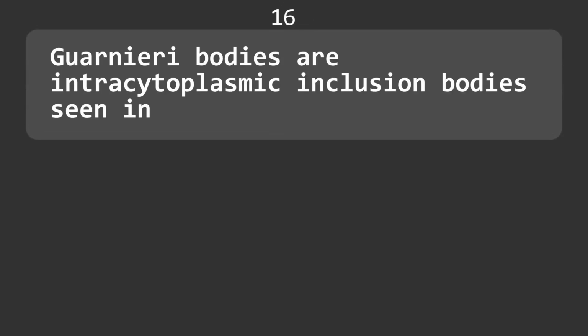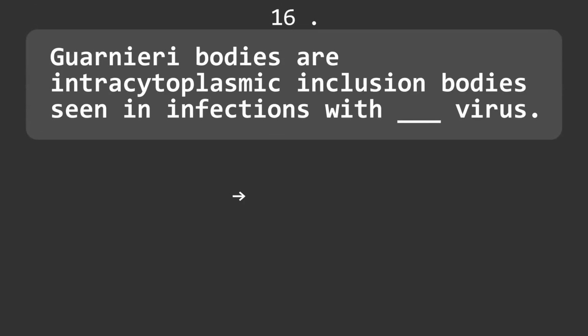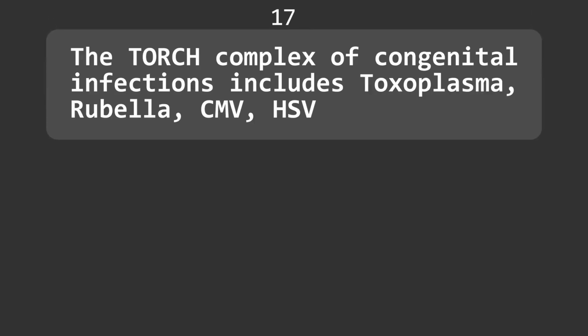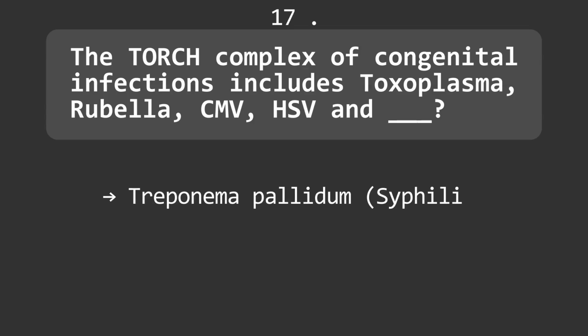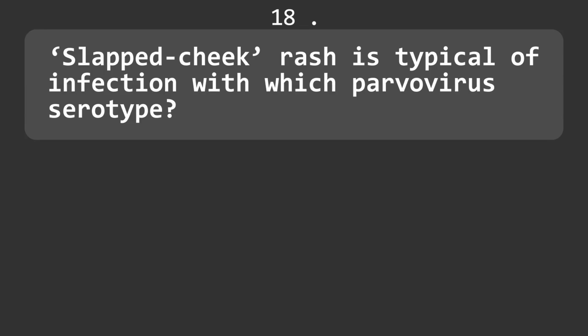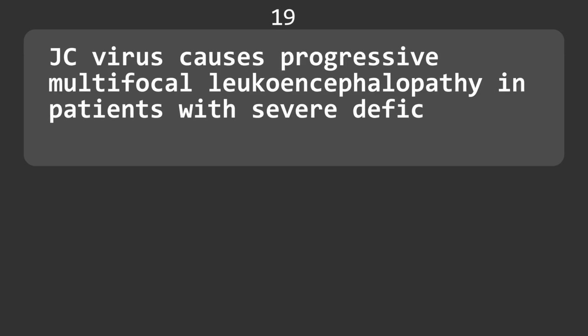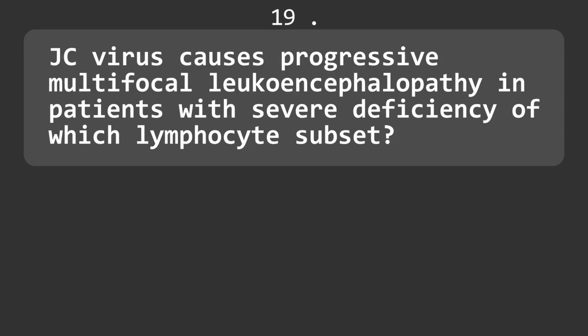Guarnieri bodies are intracytoplasmic inclusion bodies seen in infections with which virus? Pox virus. The TORCH complex of congenital infections includes toxoplasma, rubella, CMV, HSV, and Treponema pallidum, syphilis. Slapped cheek rash is typical of infection with which parvovirus serotype? Parvovirus B19. JC virus causes progressive multifocal leukoencephalopathy in patients with severe deficiency of which lymphocyte subset?